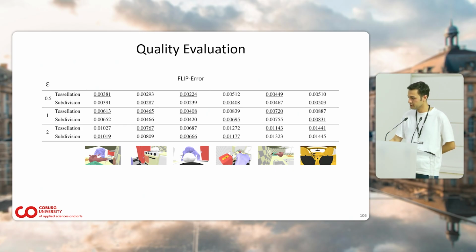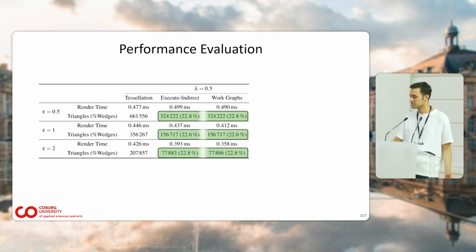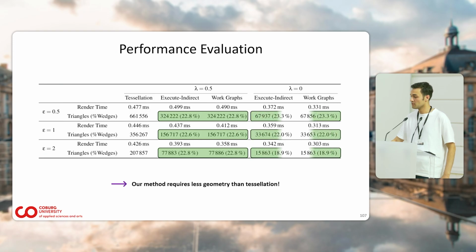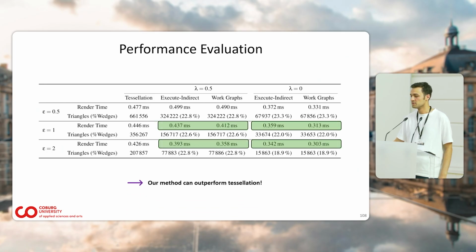As you can see here, we generate similar or better results in subdivision in comparison to tessellation. We also did some performance evaluations. Our contribution requires less geometry than tessellation at the same quality. That's one of the advantages that we have. And if you only account for the geometric accuracy, if you don't really care about the shading artifacts that I mentioned earlier, you end up having even less triangles. And yeah, we will be quite a bit faster, and we can also outperform the tessellation.